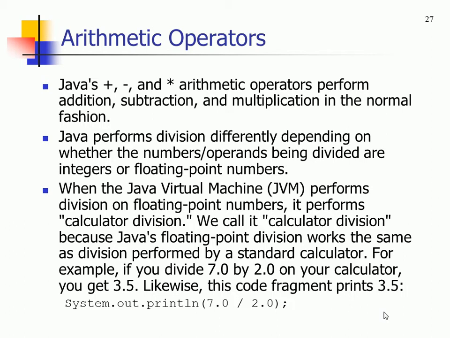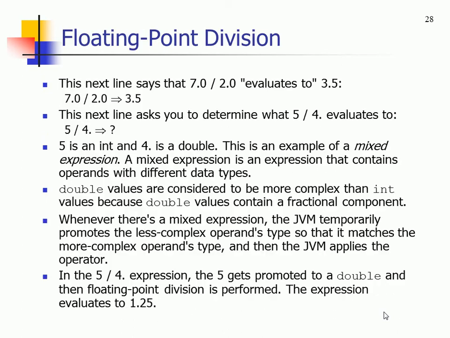It says when it performs division on floating point, it performs calculator division. In other words, with floating point numbers, ones with decimal points, it'll do regular division like a calculator. Okay, no big deal. So 7.0 divided by 2.0 will print 3.5, just like a calculator would give you. Nothing different there at all. But integer division, okay?